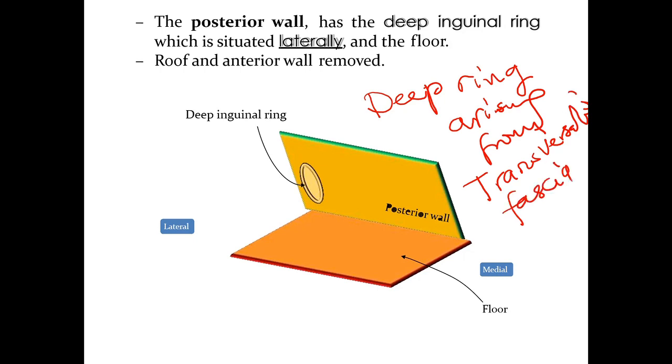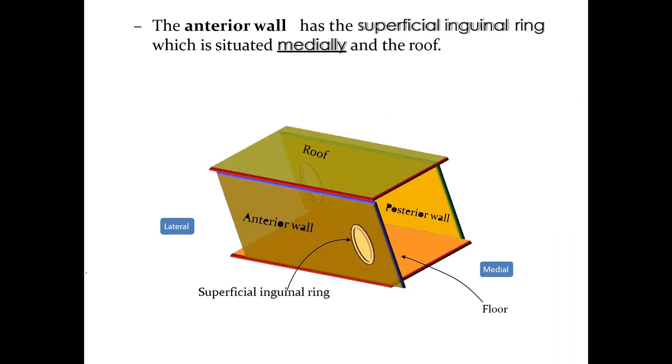That is true. Don't forget, fascia transversalis forms the deep ring because it forms the posterior wall of the inguinal canal. Now, the superficial ring is formed by the external oblique aponeurosis. Now look at the anterior wall, it has the superficial ring, which is situated medially.